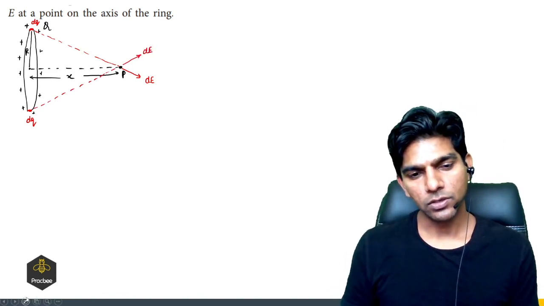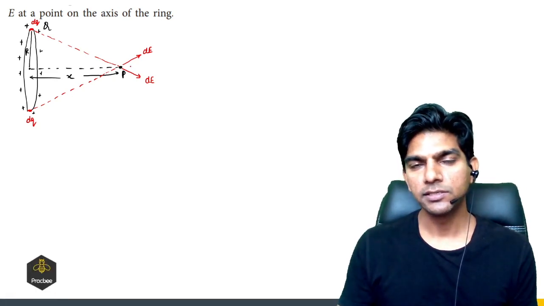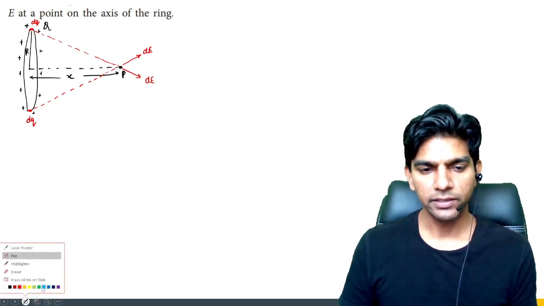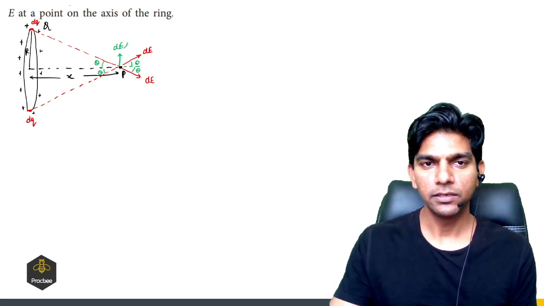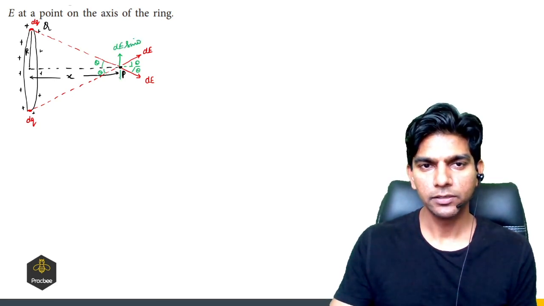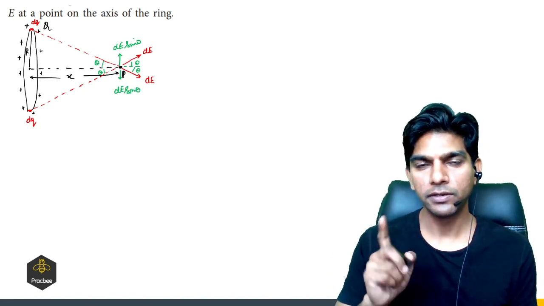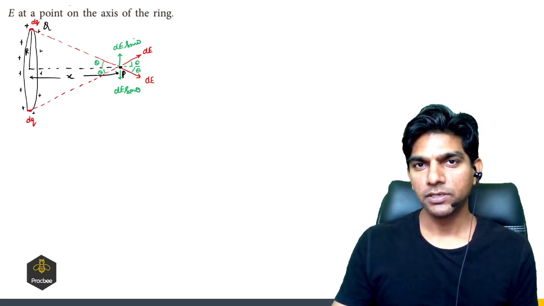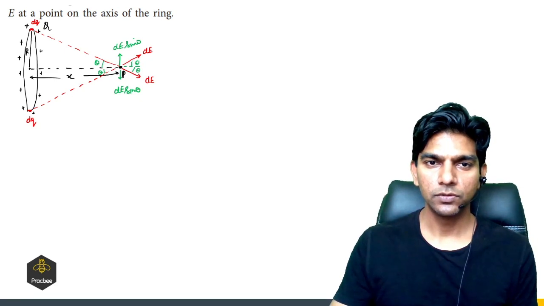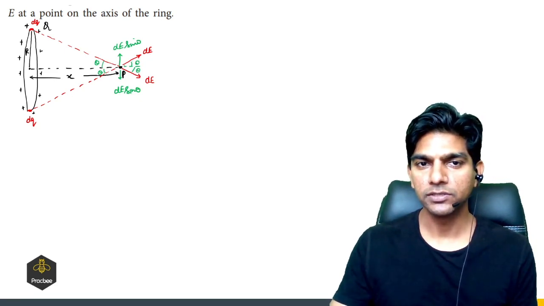So if I resolve these electric fields along the axis and normal to the axis, you will find that the normal component will get cancelled out. If I take this angle as theta, this is theta, and this is again theta, right? So the dE sin theta component will get cancelled out, and it is true for all diametrically opposite elements. So we have to consider only those components which are along the axis, so we only consider the dE cos theta component.